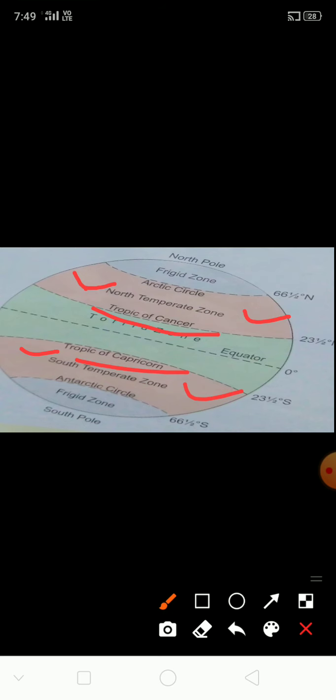The north temperate zone lies between the Tropic of Cancer and the Arctic Circle in the northern hemisphere, and the south temperate zone lies between the Tropic of Capricorn and the Antarctic Circle in the southern hemisphere. Temperate means what? Moderate. So these areas experience a mild and moderate climate.